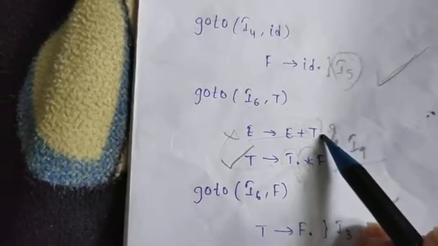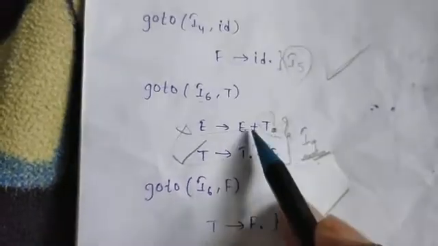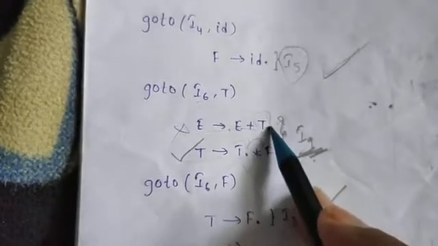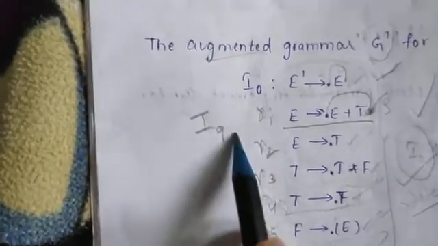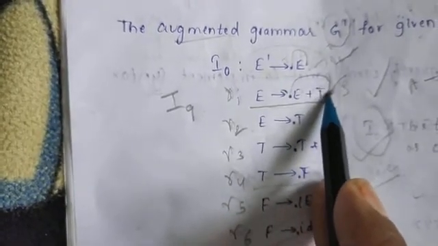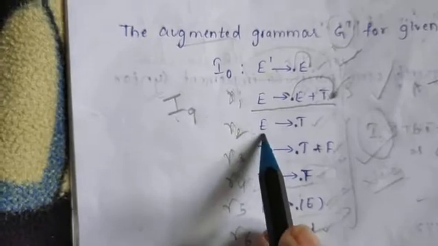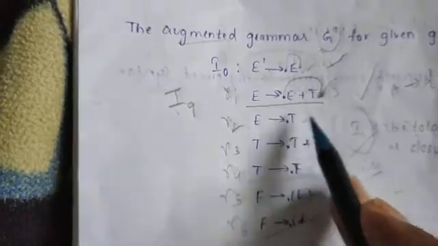This is not I6, it is the I9 state. The dot moves from here to the last, the process is completed, and the dot reaches the end here in I9. So you need to place I9 here. In the I9 state the dot moves one by one and finally reaches the end. Like that, you need to note down E: where the dot moves from here to here, that happens in I2.